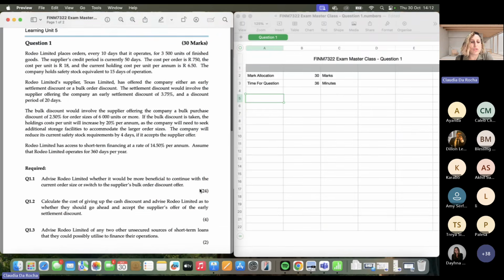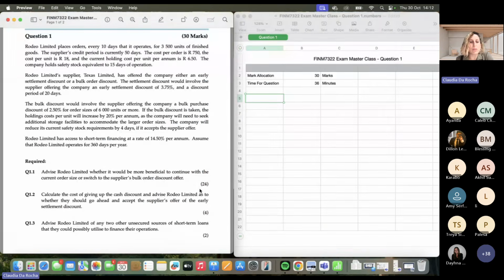Okay, then question 1.3, advise Rodeo Limited on any two other unsecured sources of short-term loans that they could possibly utilize to finance their operations. Okay, so this is theory. They're saying, please advise on other two unsecured sources of short-term loans. Okay, there's different options here, but we'll unpack it when we get there. Right, so let's get to the information.